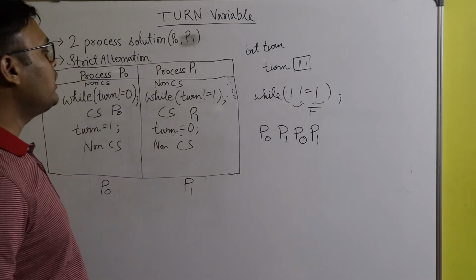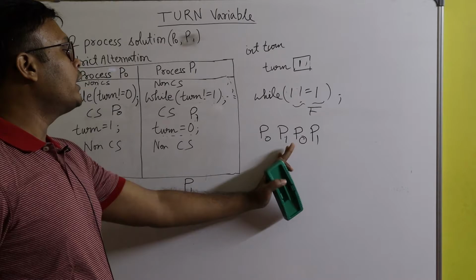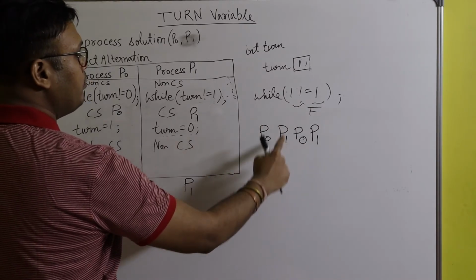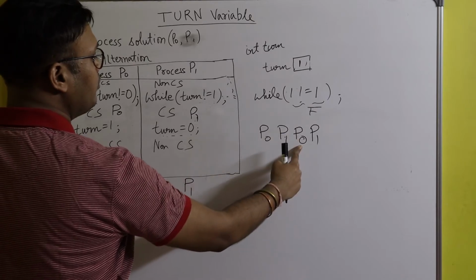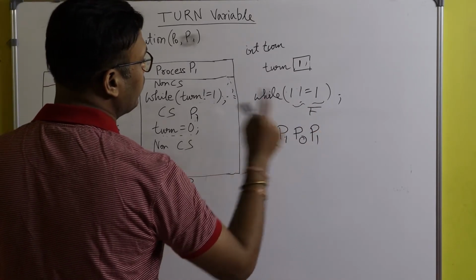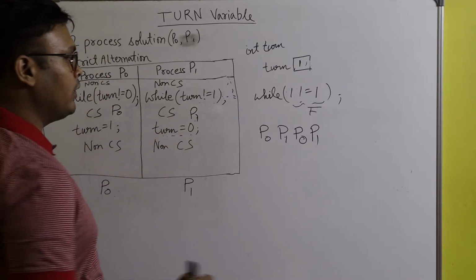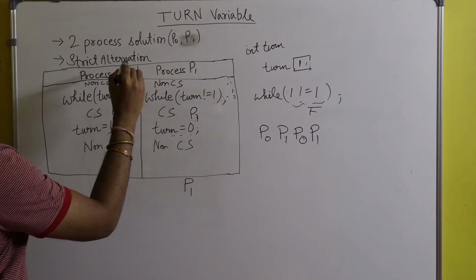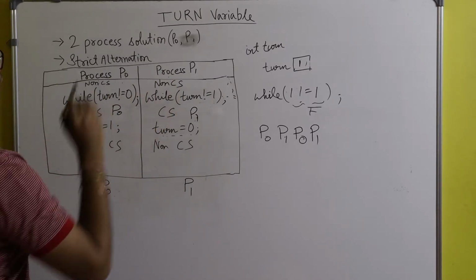So it means what? Here the strict alternation is happening. First P0 got the entry, after that P1 got the entry, after that again P0 got the entry, after that P1 got the entry. In this manner, everything is happening in alternating order, P0, P1, P0, P1, like this.